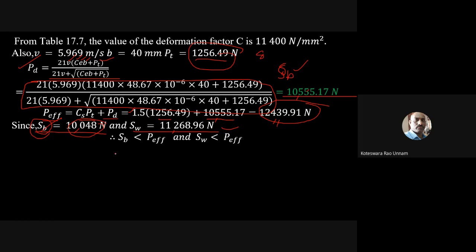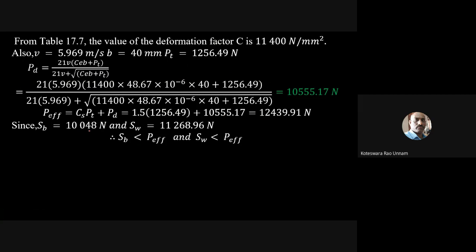Here, not only SB, even SW is also less than your effective load. You can see that here your P effective is 12,439 newtons. Here SB is only 10,000 and SW is around 11,000. So both are less than this. That means if you calculate the factor of safety, you will get a factor of safety less than 1, because SB is less than P effective, and even SW is also less than P effective.